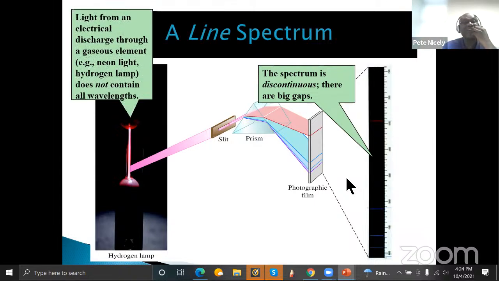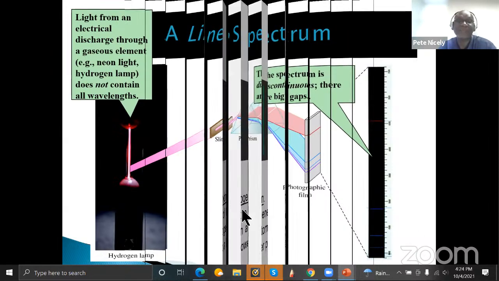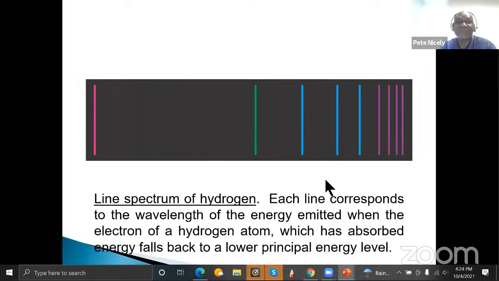So the point being made here is that the spectrum that is produced by an element like hydrogen or neon or some other element in a gaseous state, which is subjected to an electrical discharge, will not give you all the wavelengths of the visible spectrum, but specific wavelengths as we see here in the case of hydrogen. So this is a better looking representation of the line spectrum of hydrogen.